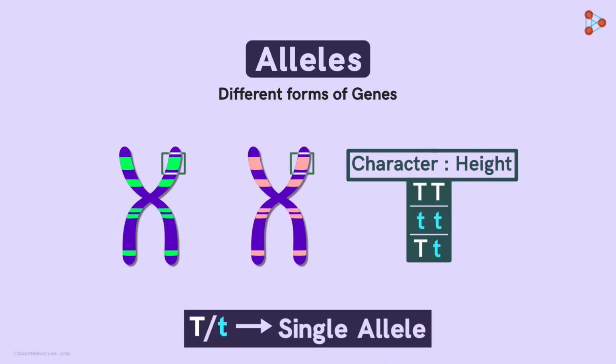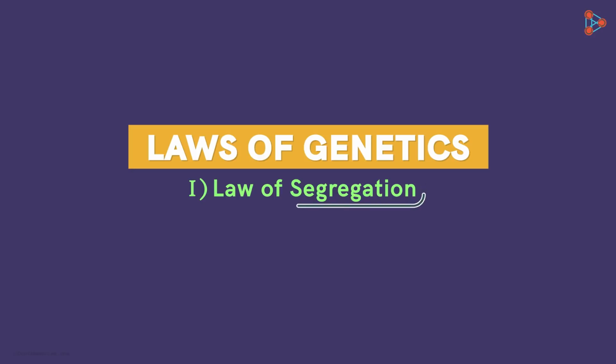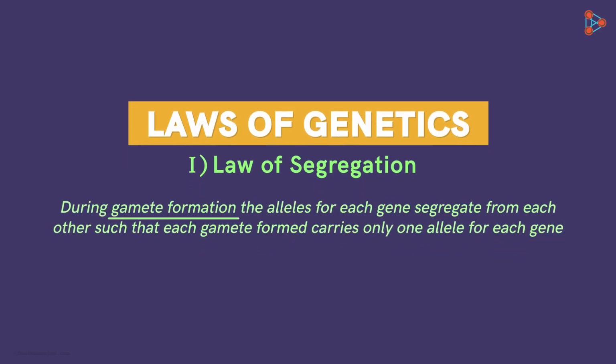Now that we know what alleles are, let's try to understand the law. There are different definitions you will find for this law, but let's pick the simplest one. It says that during gamete formation, the alleles for each gene segregate from each other such that each gamete formed carries only one allele for each gene. It may still sound a bit confusing. To understand this, let's take a simple example.